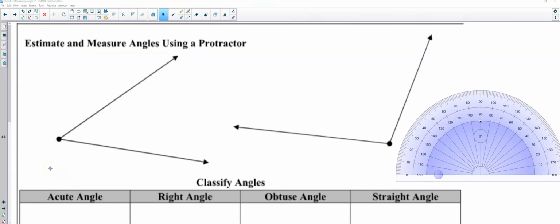Okay, here we go. Estimating measurements of angles and then actually measuring the angle using a protractor. When we estimate, remember, estimate doesn't mean that you have to be exact. It means you're estimating a certain number with a margin of error. Now, if your margin of error is about 10 degrees, that should be good. But if your margin of error is about 40 degrees, well, that's way off.